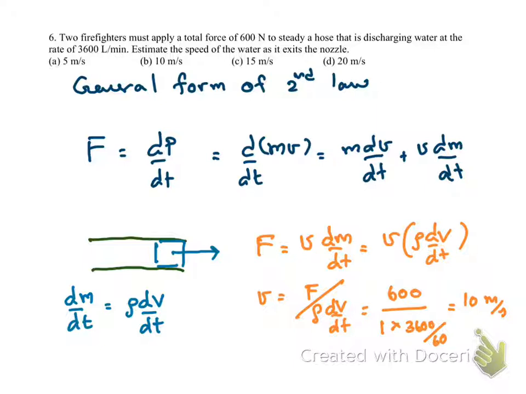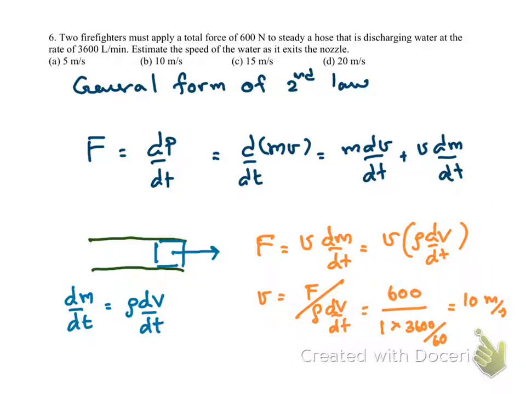Imagine that you hold a hose which ejects the water, and from experience we know that if the water moves fast, you have to hold the hose tight to steady the hose. So it means that when the water exits the hose, it will exert some force on the hose. And where does this force come from?